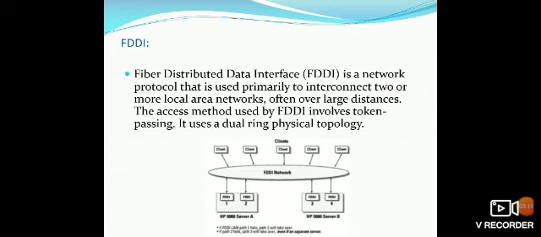FDDI. The full form of FDDI is Fiber Distributed Data Interface, and it is a network protocol that is used primarily to interconnect two or more local area networks, often over large distances. The access method used by FDDI involves token passing. It uses a dual ring physical topology.